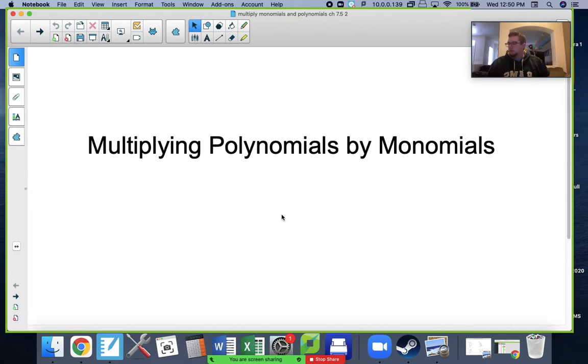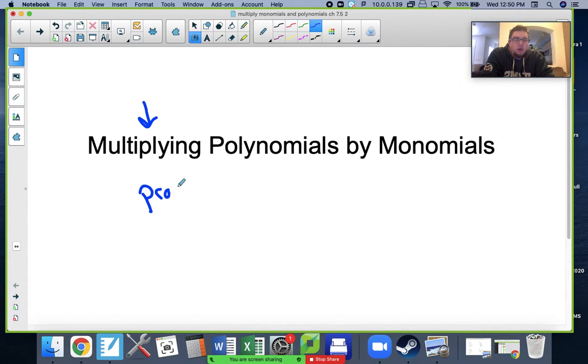All right, so we looked at multiplying polynomials by monomials today. So this actually takes what we were doing the last couple of days and puts it together. So the key is that there will be multiplication, which means we're going to have to use the product rule as we go.